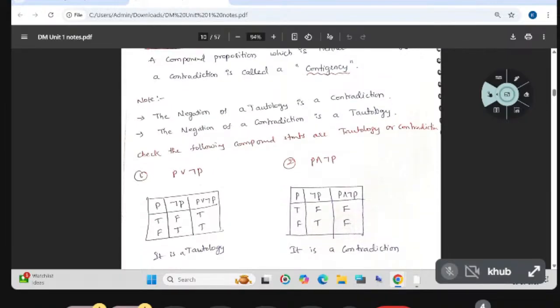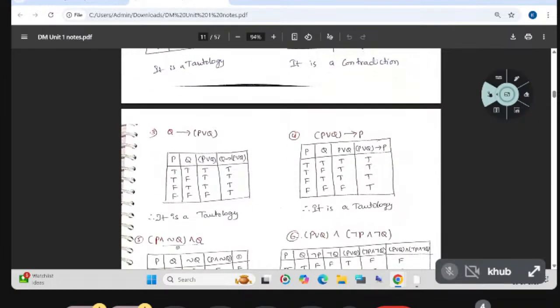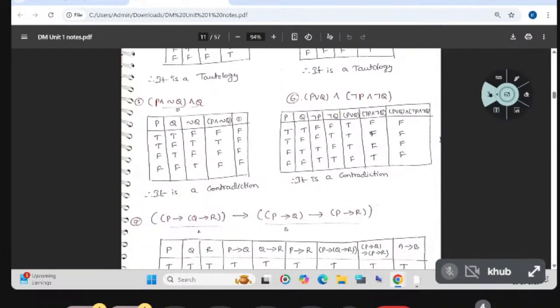So here we are having some tautology and contradiction. See, P or negation P is tautology, P and negation P is contradiction. Some more examples. P implies P or Q is tautology and P and Q implies P is tautology again. Here we are having P and negation P and Q as contradiction and P and negation Q is a contradiction value.